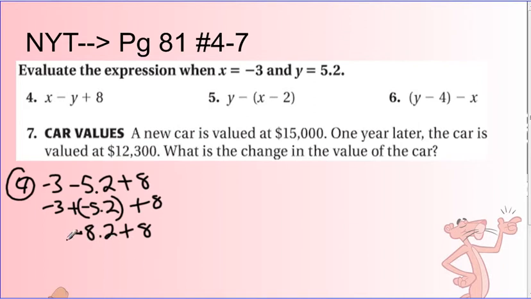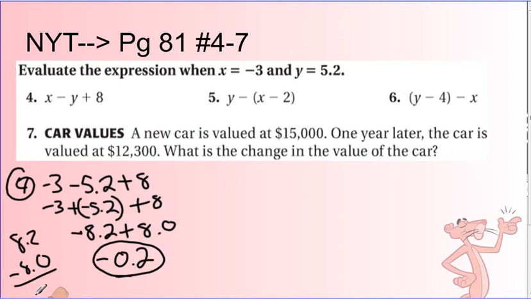Now we have a negative 8.2 plus 8, the signs are different. We have to subtract. That's an 8.2 minus 8.0, which is 0.2. Don't believe me? Write that up and down on your own. 8.2, 8.0, subtract them, 0.2. Keep the sign on the bigger number. It's negative. Moving on, number 5.